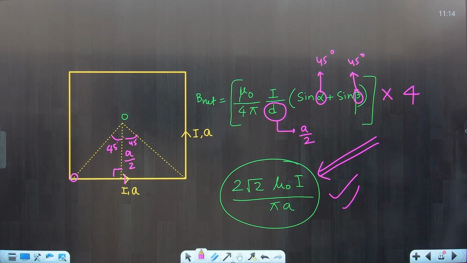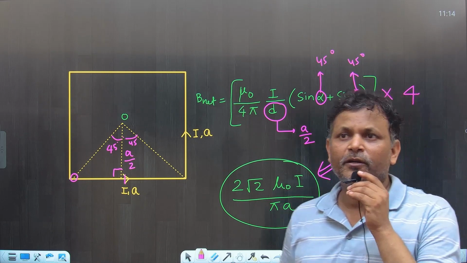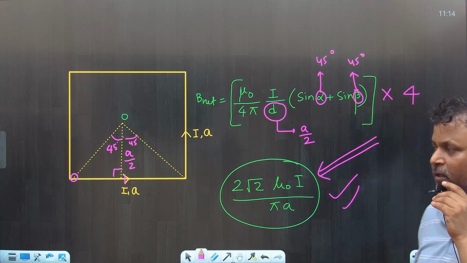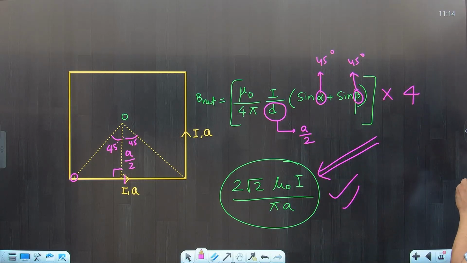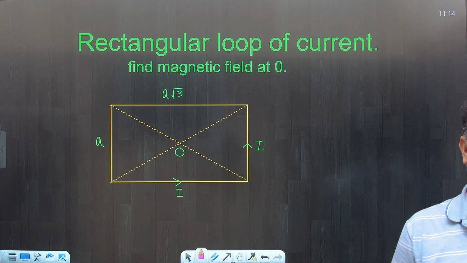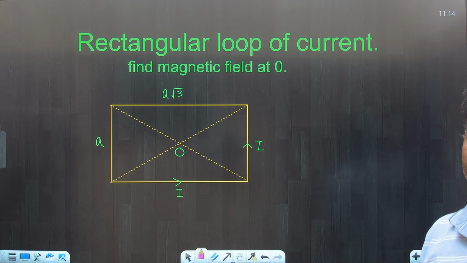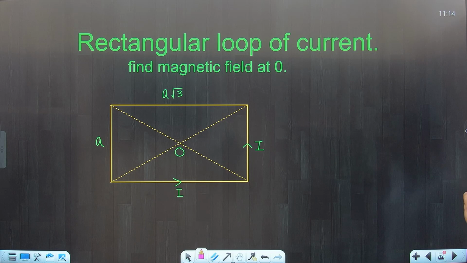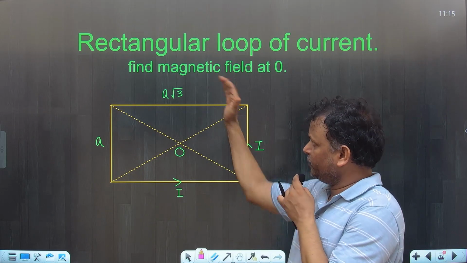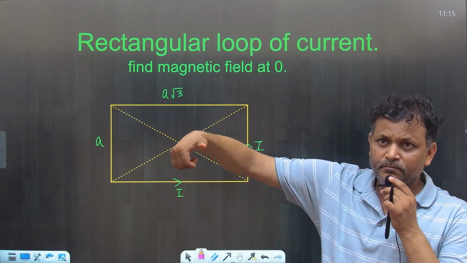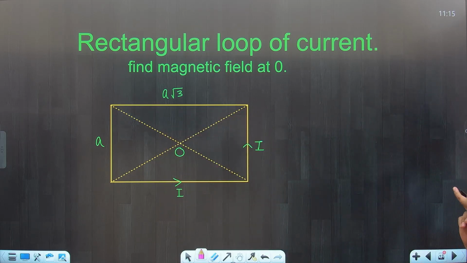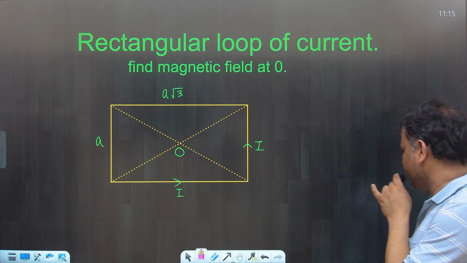So we have seen the magnetic field due to an equilateral triangle and due to a square at its center. Now let us come to the next planar figure, a rectangular loop of current. You have to find the magnetic field at point O, right? This has 4 parts, 1, 2, 3, 4. All parts have the same effect on O. B is coming out of the plane. So we have to find the magnetic field at O. Let us see what we will do.